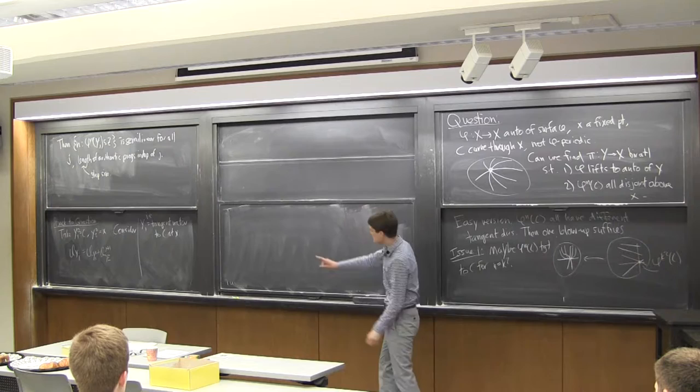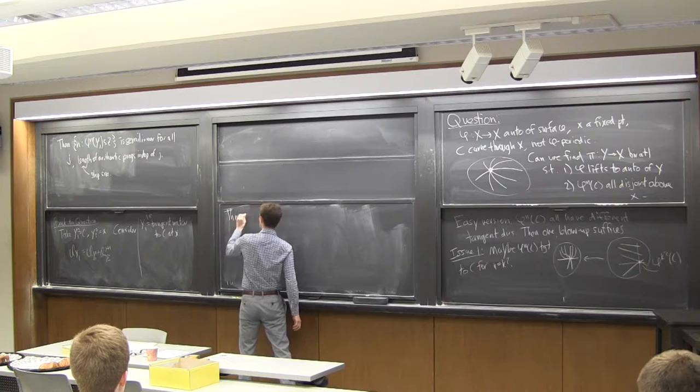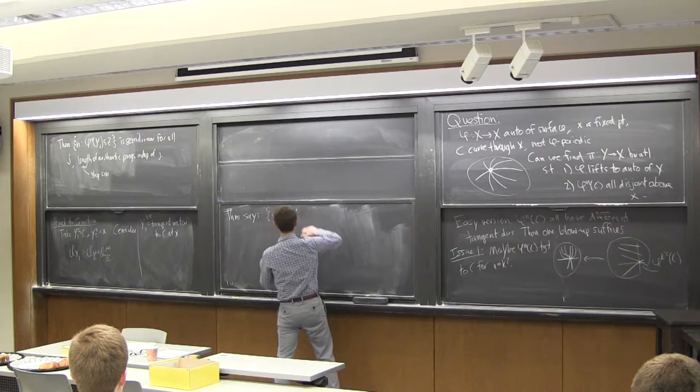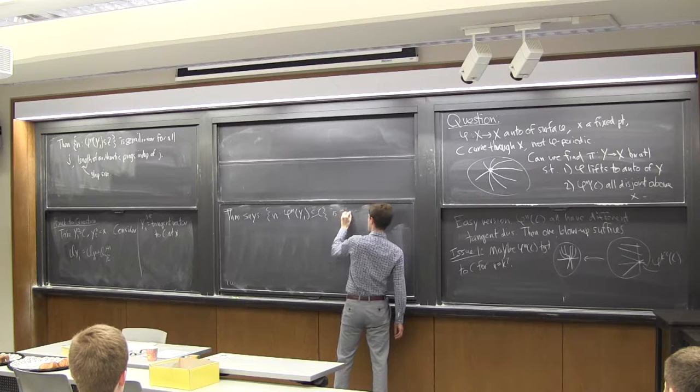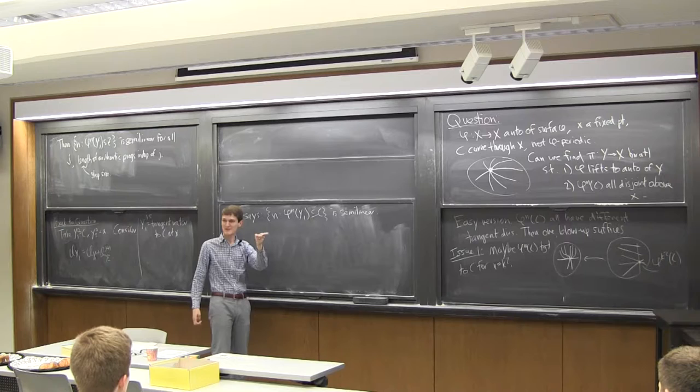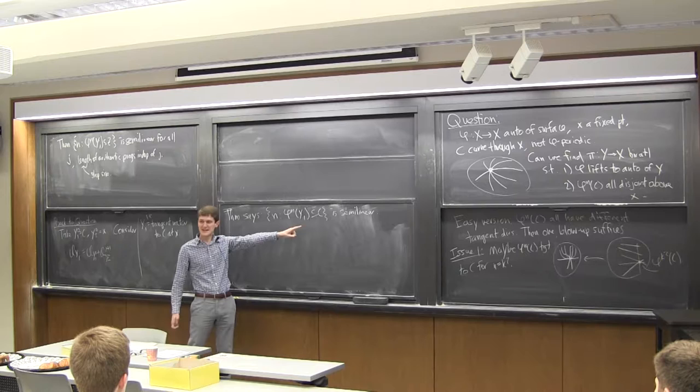Okay, so again, let me plug in this specific Y1 and see what it says. So it tells us that the set of n such that phi n of Y1 is contained in C is semilinear. But when is phi n of y1 contained in C? Well, what is phi n of y1? y1 is a tangent vector to C. Phi n of y1 is what we get when we apply the automorphism to the tangent vector. And so when is phi n of y1 contained in C? It's whenever phi n of C is tangent to C at x.